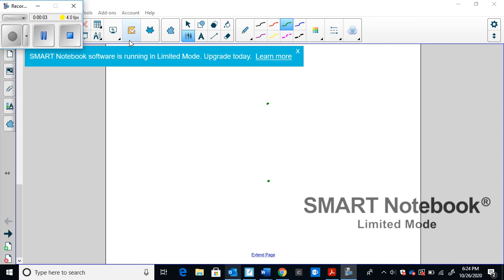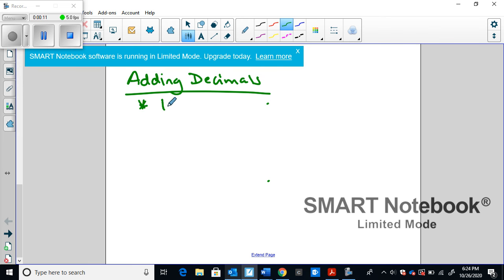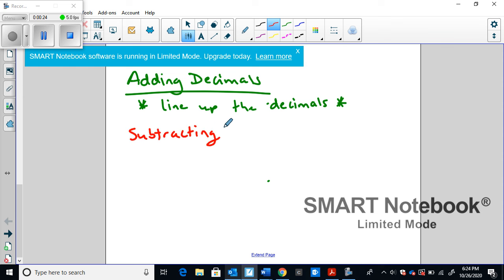All right, so when we're adding decimals, we said that the number one takeaway was to line up the decimals. Right? Subtraction is going to be no different. The only difference is we're going to be subtracting the numbers once we line them up. Okay, so same thing, our takeaway is still very important. All right, so let's use the same numbers.